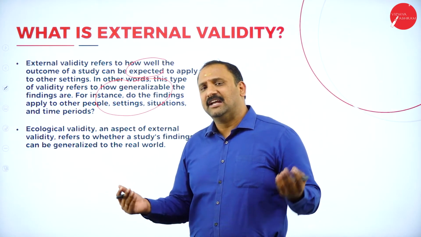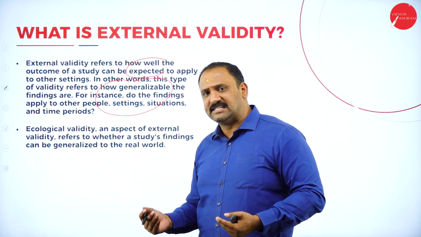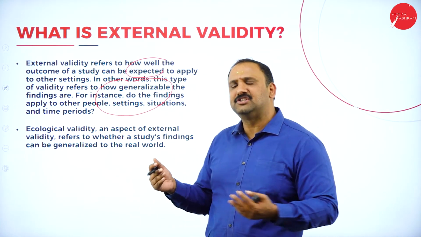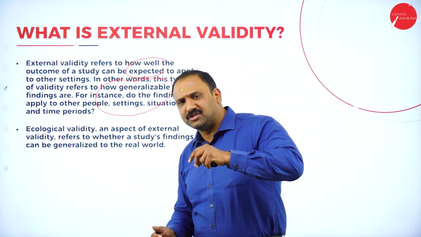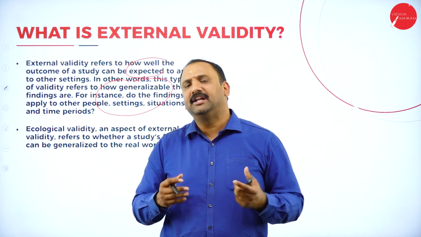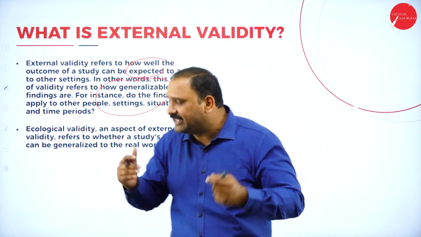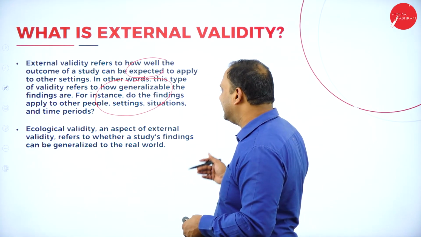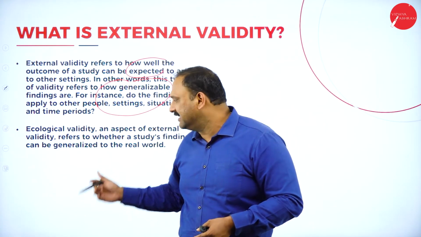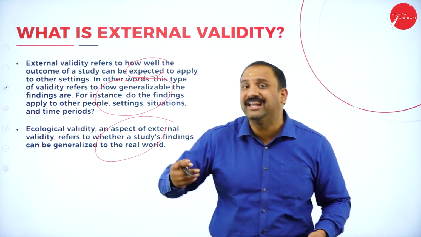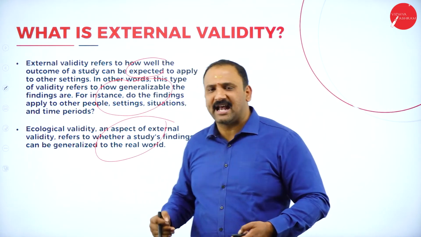For example, if I just take on a random basis that people normally tend to shop on a regular basis during the weekend, and I try to generalize that statement across all groups and all ages, then I'm getting into an external validity feature. So you can have ecological validity, an aspect of external validity, which refers to whether a study's findings can be generalized to the real world as far as possible.